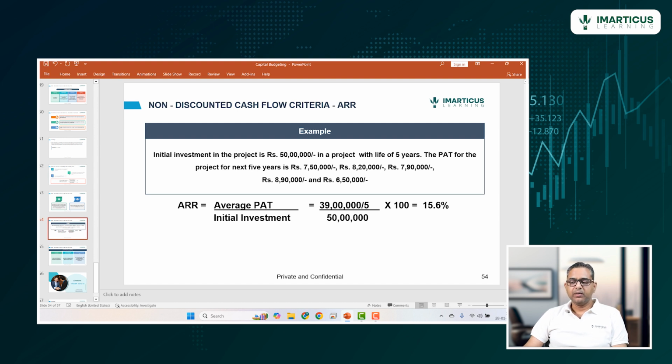Now we will have a pre-specified return, say I want at least 14% ARR from the project. If our pre-specified return was 14%, we will say this project is actually generating more than 14%, so we will go ahead with the project. If the pre-specified return we wanted was 20%, we will not go ahead with this project.